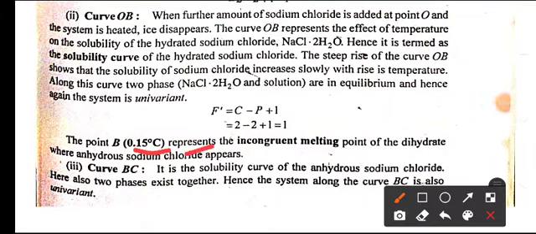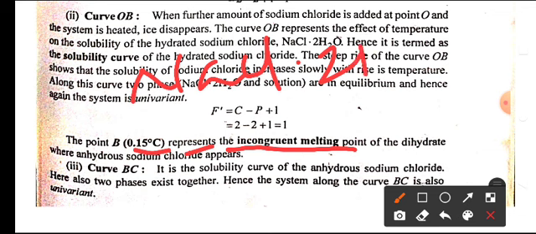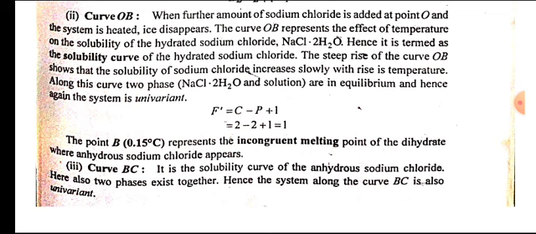This point B represents the incongruent melting point of the dihydrate. What is the dihydrate? Sodium chloride dihydrate, NaCl·2H2O. The point B is the incongruent melting point of the dihydrate, where anhydrous sodium chloride appears.